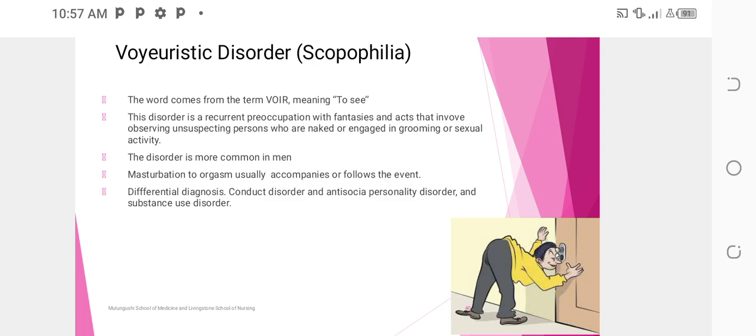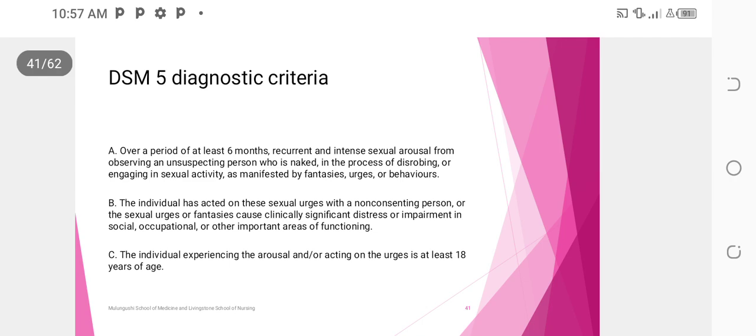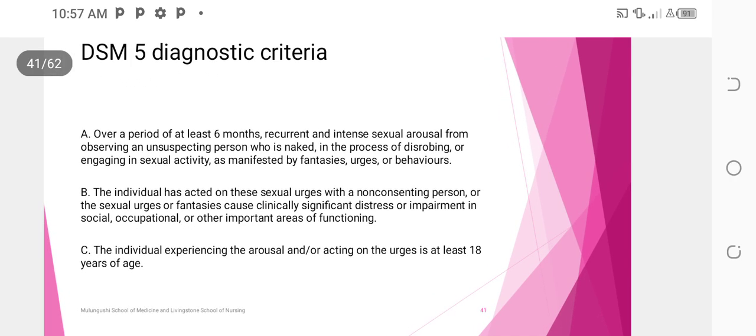DSM-5 diagnostic criteria, as we said: A. Over a period of at least 6 months, recurrent and intense sexual arousal from observing an unsuspecting person who is naked, in the process of disrobing, or engaging in sexual activity, as manifested by fantasies, urges, or behaviors. B. The individual has acted on these sexual urges with a non-consenting person, or the sexual urges or fantasies cause clinically significant distress or impairment in social, occupational, and other important areas of functioning. C. The individual experiencing the arousal and or acting on the urges is at least 18 years of age.